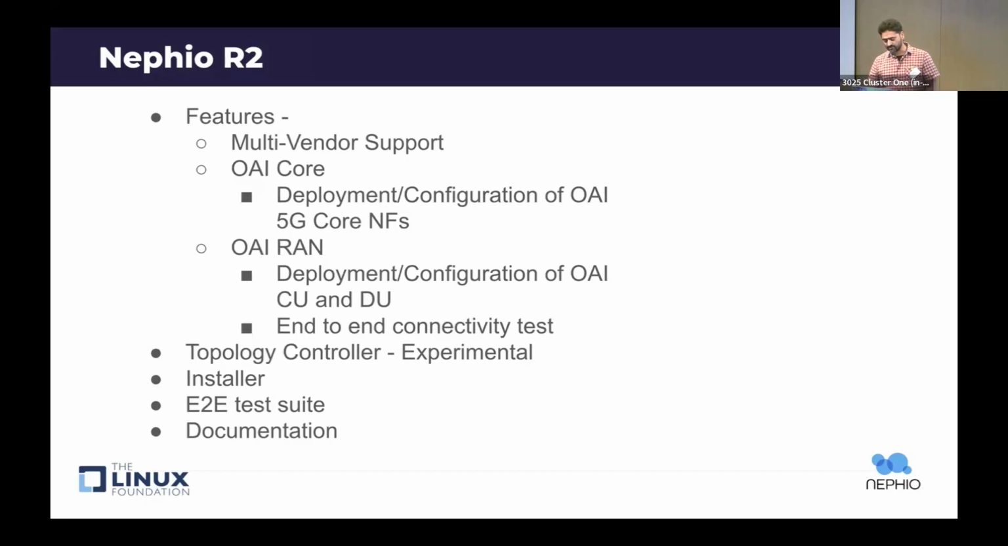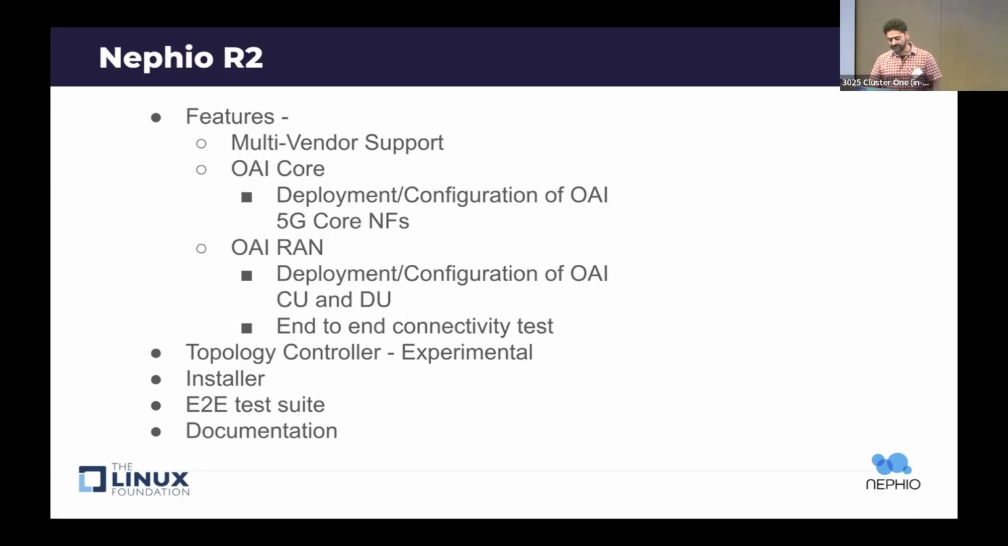OAI is an open source community, and OAI has all the core network functions, containerized network functions, and the three RAN related network functions. Plus, OAI also has the simulators, the UE simulator using which you can pretty much test the end-to-end deployment. And all this has been automated in the Nephio R2.